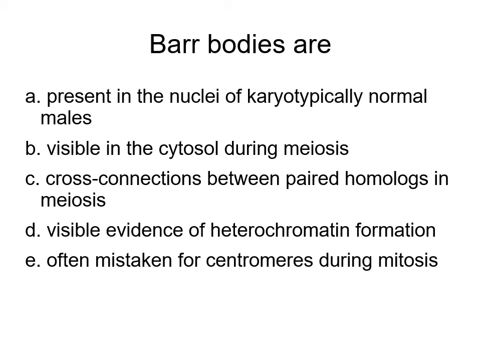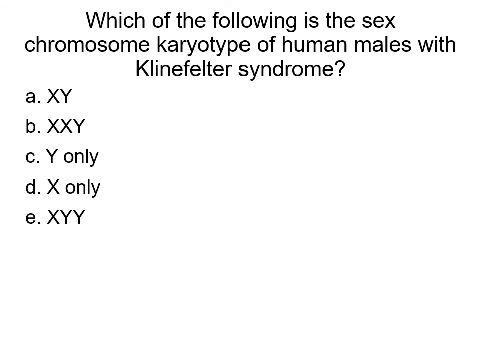Okay, so this is a clicker question. Barr bodies are visible evidence of heterochromatin formation. Which of the following is a sex chromosome karyotype of human males with Klinefelter? All right, Klinefelter males are XXY.